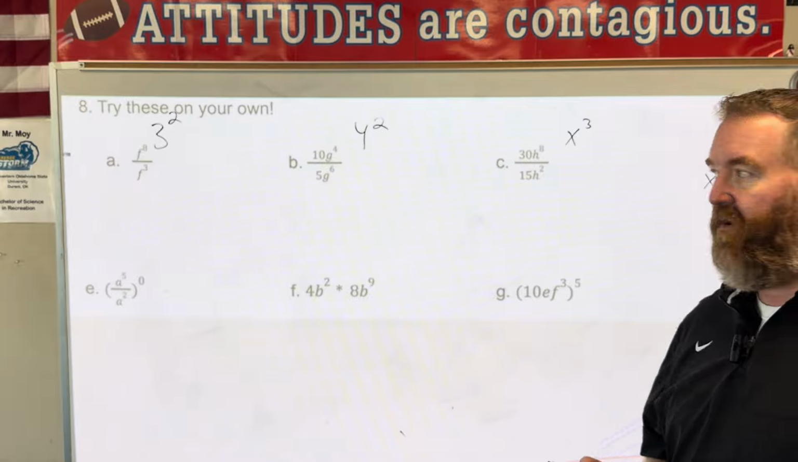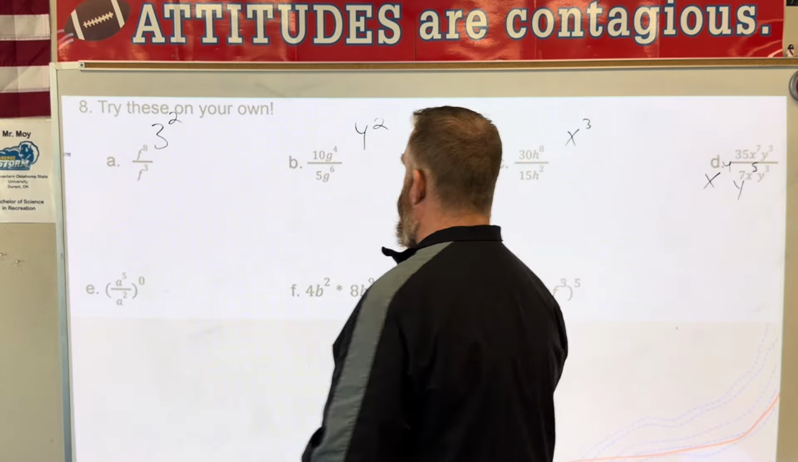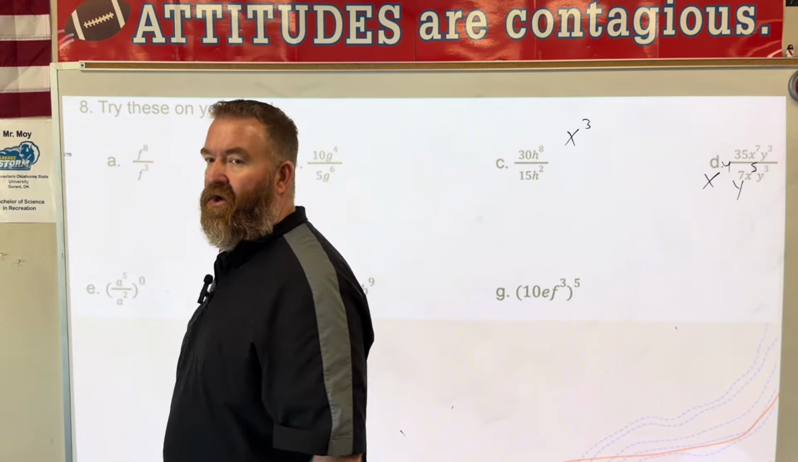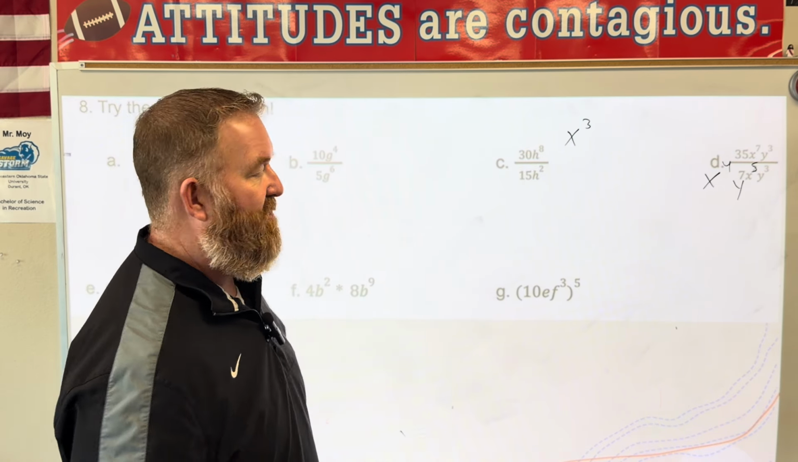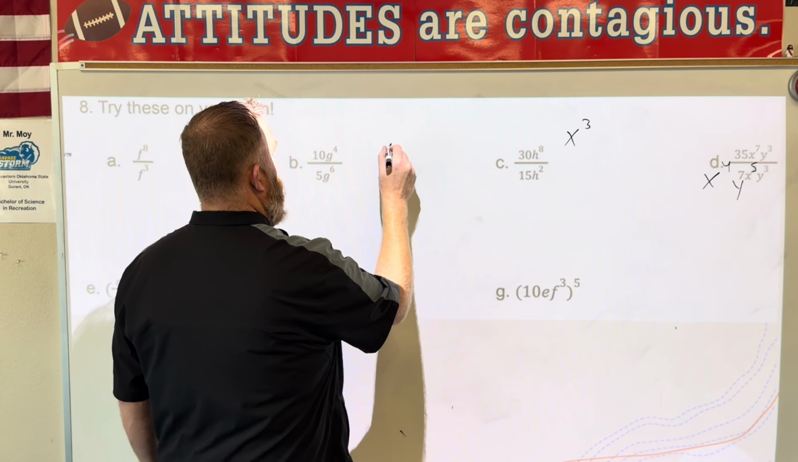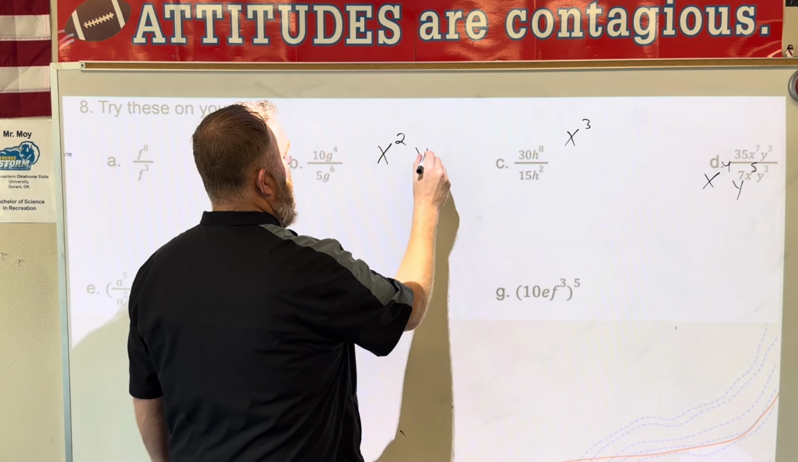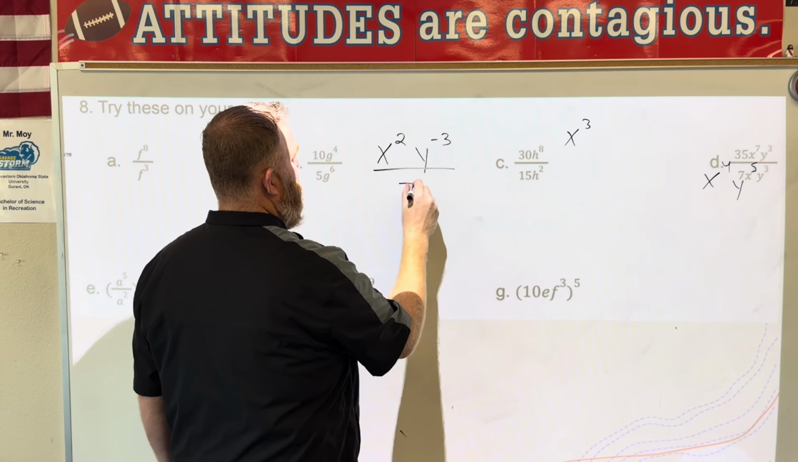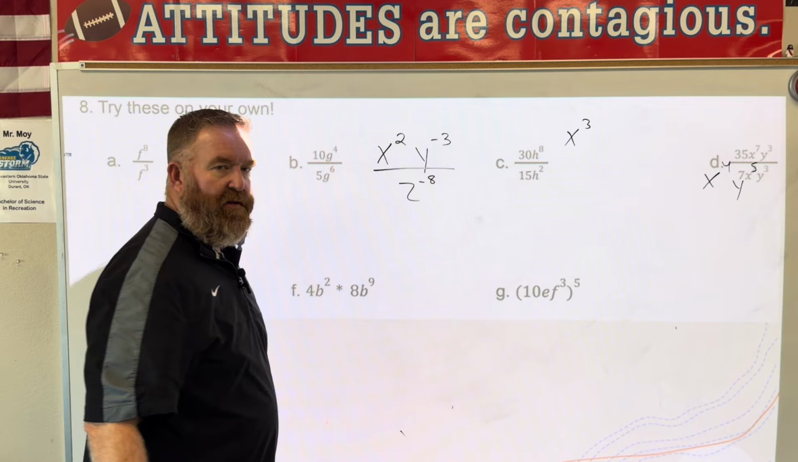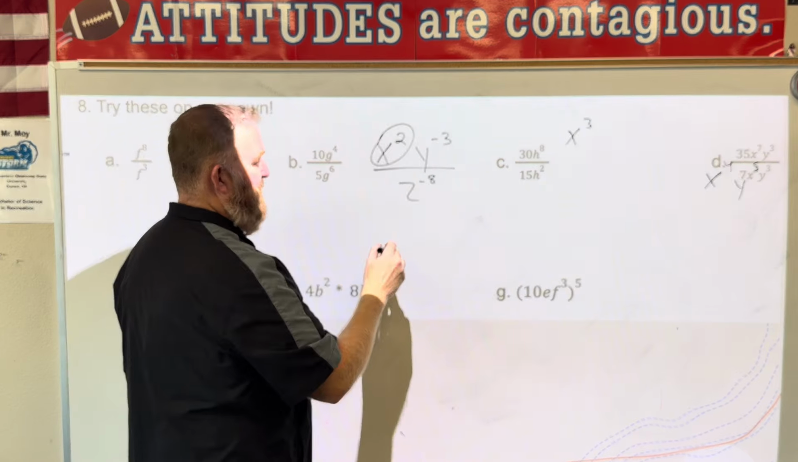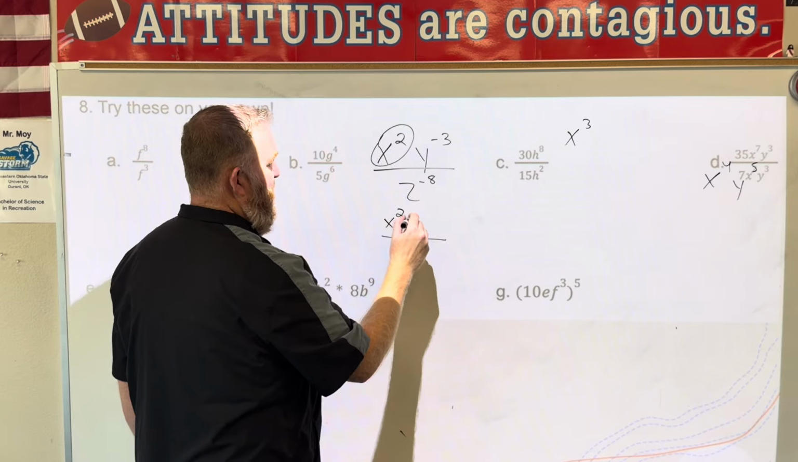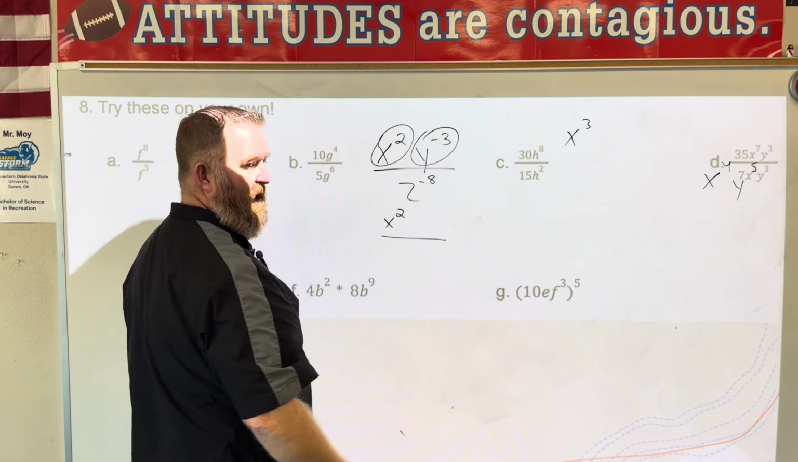I'm going to unpause the video really quick because somebody had a pretty good question. When you have a negative, you only flip what is negative. Let me show you this with a small example. If I have x to the second, y to the negative third over z to the negative eighth, is the x to the second okay? Yes, it is. I'm going to leave it alone. X to the second.